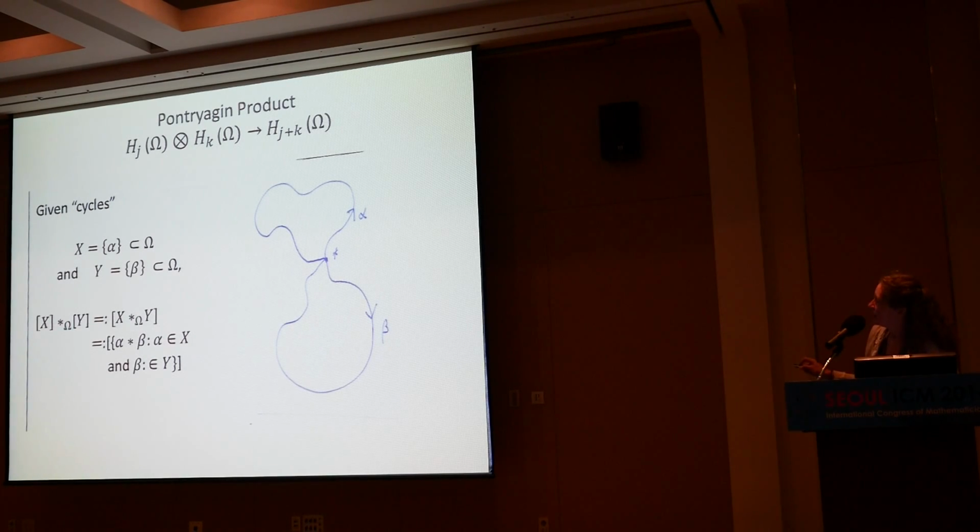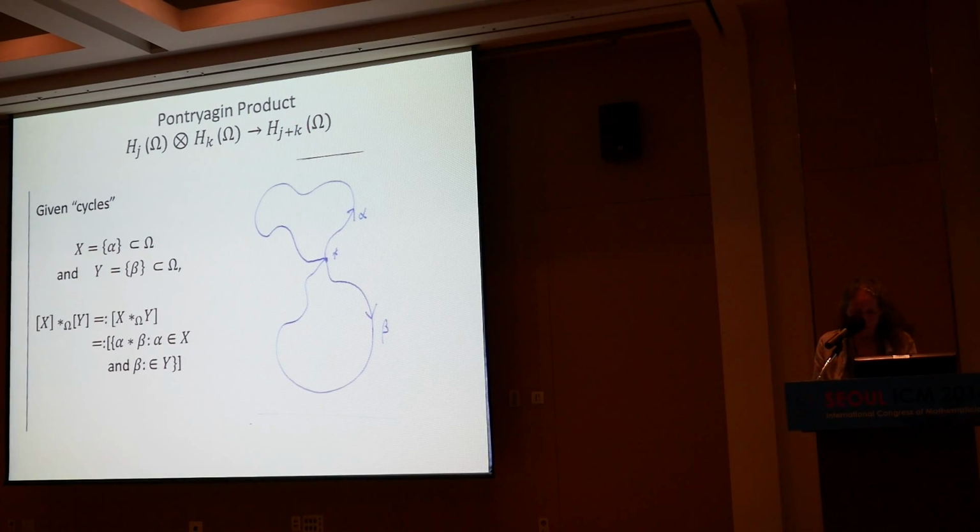of x with y is represented by the space of all loops of the form alpha star beta, where alpha is in x and beta is in y, and alpha star beta means first you go around alpha and then you go around beta. Right, so this space is parameterized by the Cartesian product of x with y, and that's why it gives you a map from the j-dimensional homology, if you put in a j-dimensional cycle and a k-dimensional cycle, you get something out of dimension j plus k. That's the Poincare product.